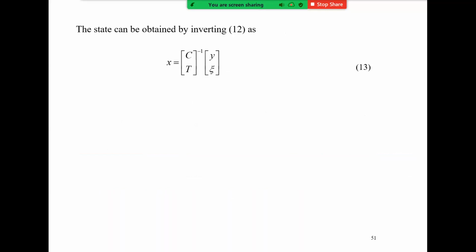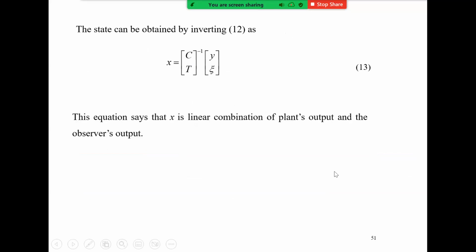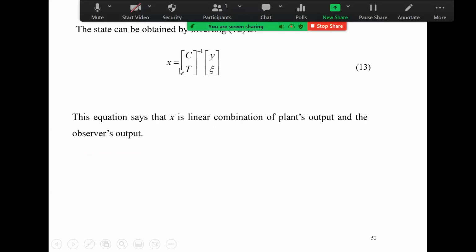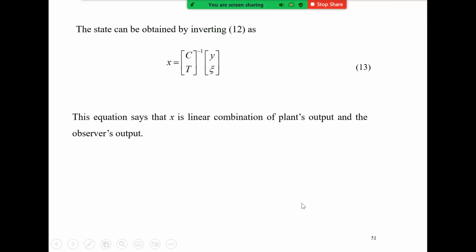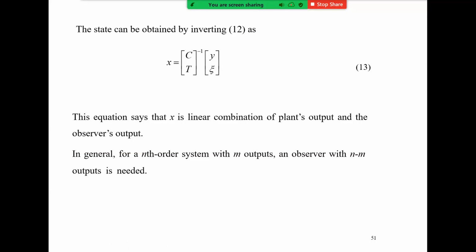So once you have this output and also ζ, because this matrix is invertible, we can construct the original state vector by this equation. That is the idea. From this equation, easily you can say, of course, x is a linear combination of the output and the observer's output ζ. In general, if the dimension of the state variables is n and there are m outputs, we only need to estimate n minus m state variables.